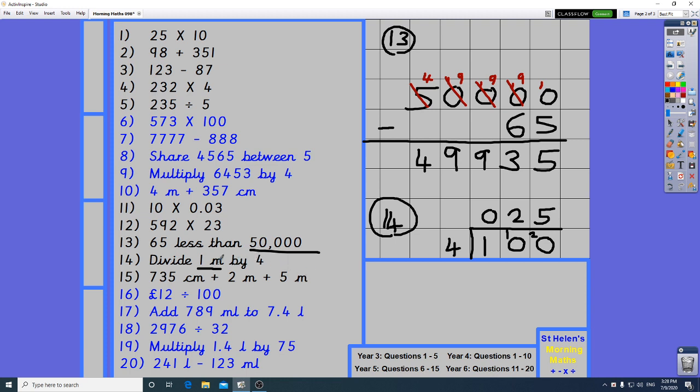So the answer is 25, but not 25 metres. It's 25 centimetres. That's very important. In metres, that is 0.25 metres. Time for question 15.